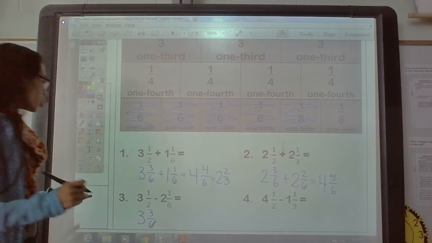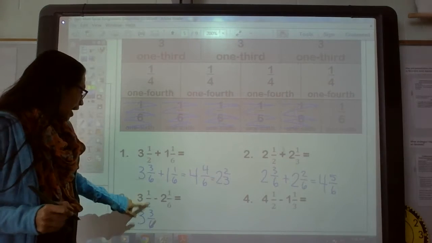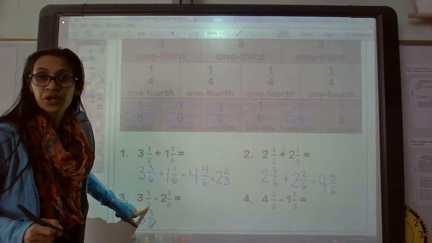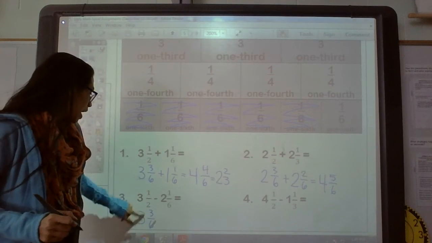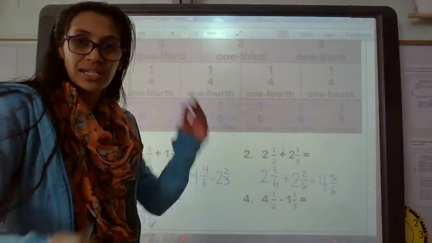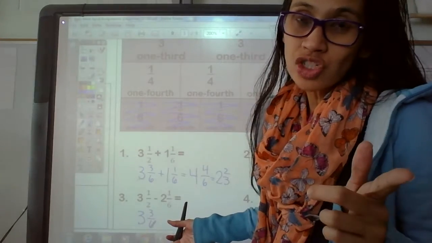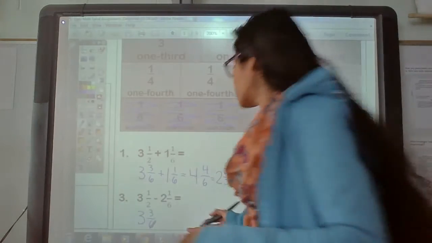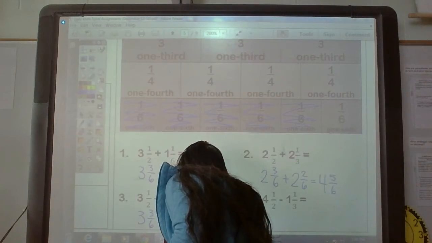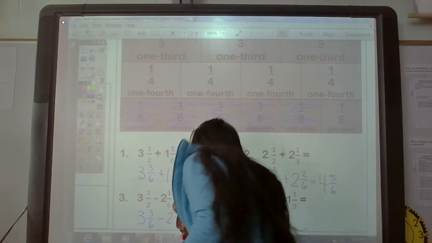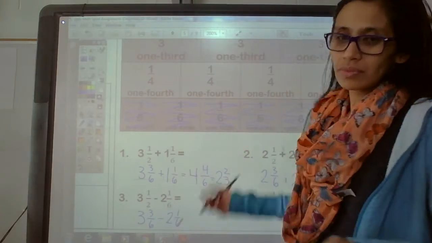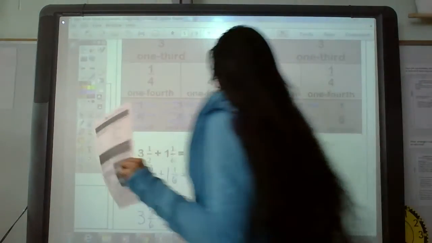And you know what's so cool to help you remember? What's half of 6? 3. Half of 6 is 3, and that's why it's 3/6. And then we need to subtract 2 and 1/6. I don't need to change that since now they have the same denominator. Minus 2 and 1/6. Right here. All right, so let's shade that in.